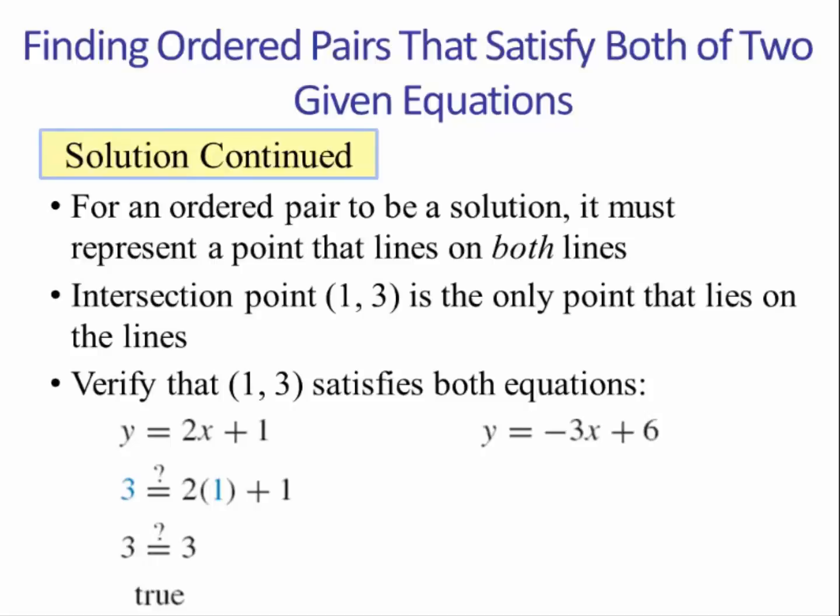To see if (1, 3) is on y equals negative 3x plus 6, we substitute the values in. Again, this time we have 3 equals negative 3 times our x, which is 1, plus 6. Following the order of operations, we multiply before we add, and we're left with 3 equals 3. Again, that's a true statement. So we have verified that (1, 3) is a solution to this system.